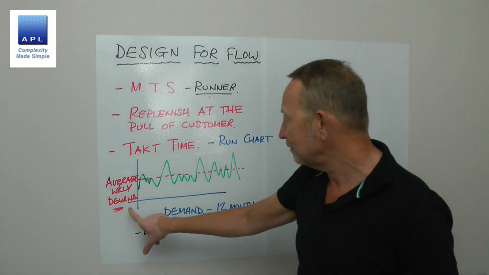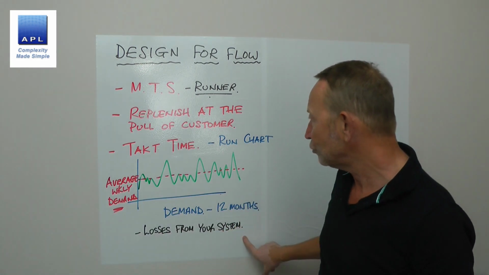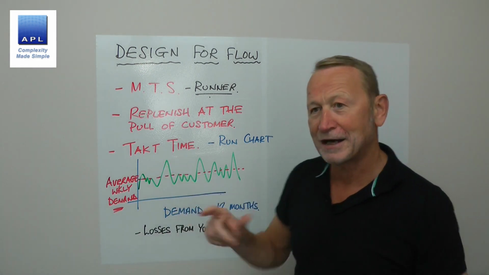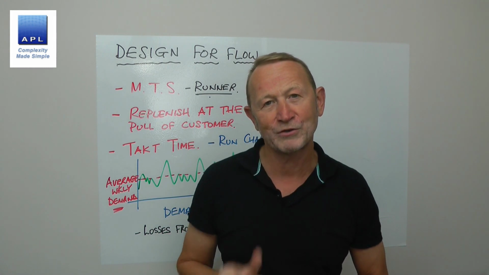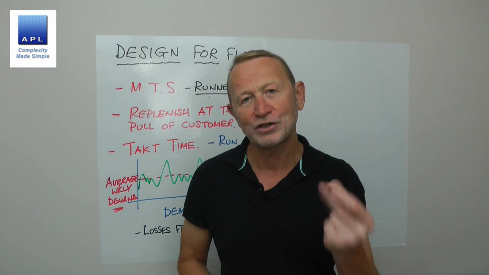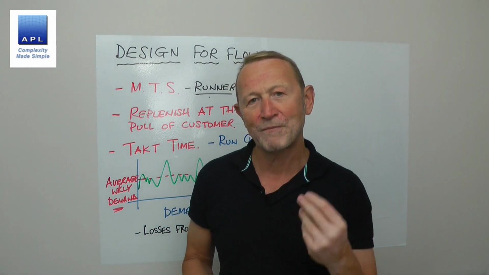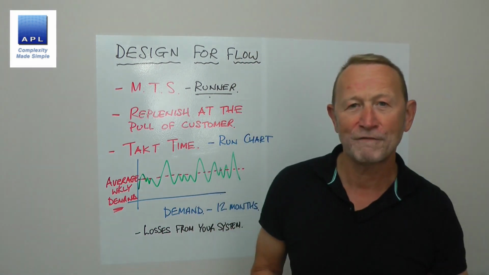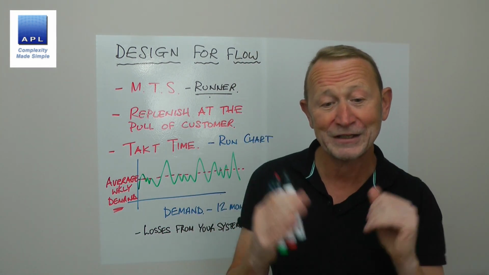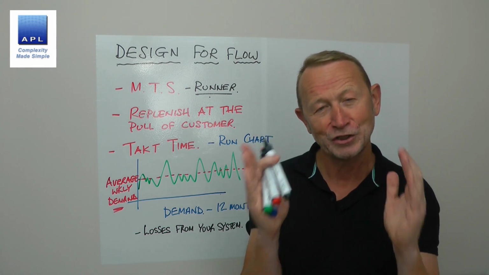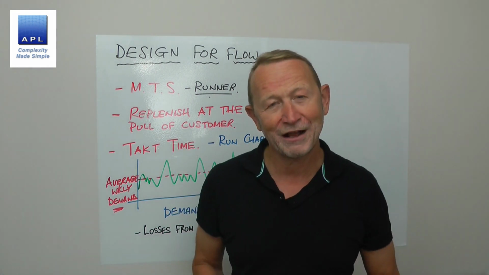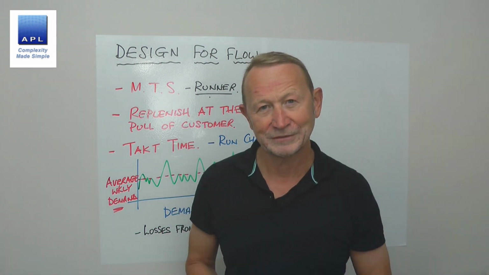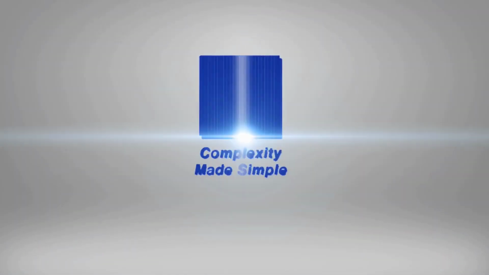12 months demand, average, losses from the system, and then you can work out the takt time, the heartbeat that the market wants for your product. And that's the base information that you would get in order to calculate your takt time.